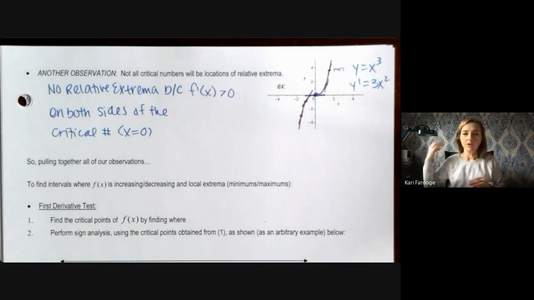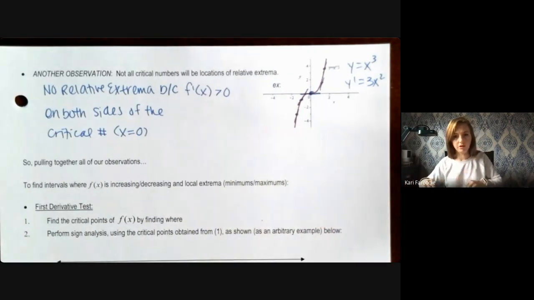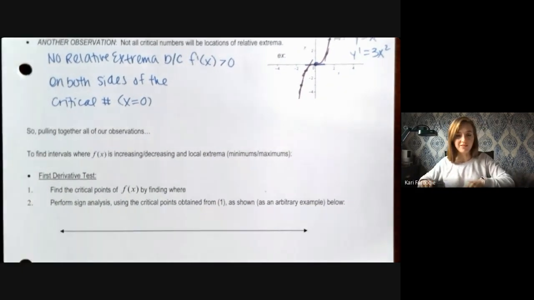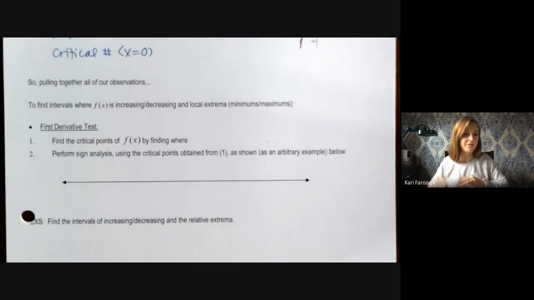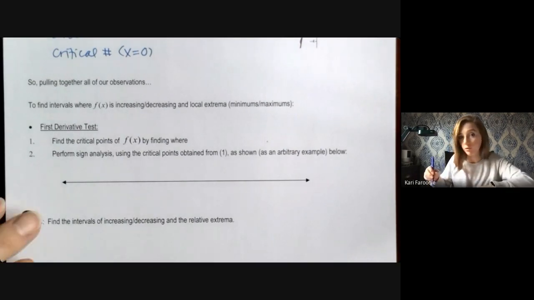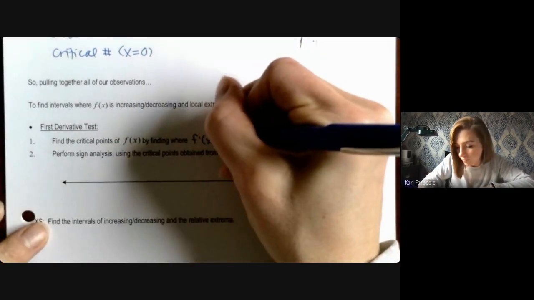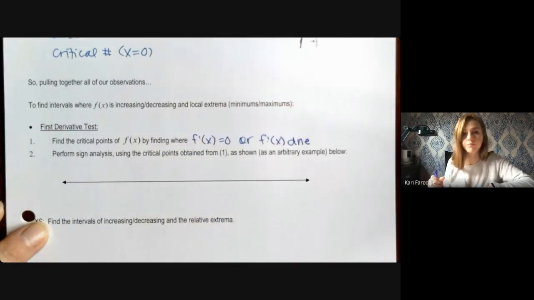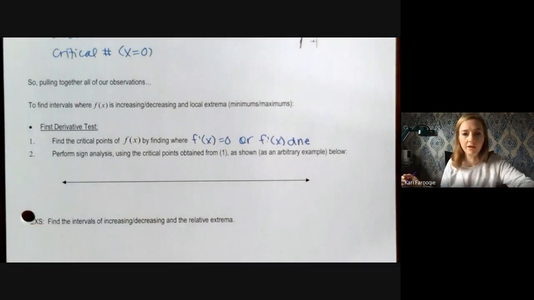All right, so pulling together all of our observations, I know this is a lot to get you started with, but it's all the background information you're going to need to set you up for these examples. We have the first derivative test. To find intervals where f of x is increasing or decreasing and to find local extrema, we're going to use the first derivative test. That means we're going to find critical points of f of x by finding where f prime of x equals 0 or does not exist. And we're going to perform sign analysis.